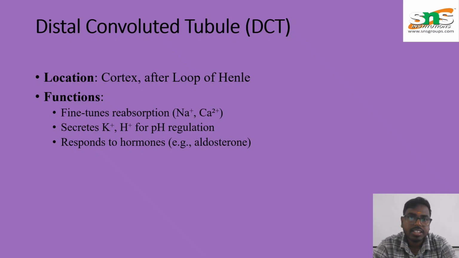Now the distal convoluted tubule is present at the cortex after the loop of Henle region. Its main function is the fine tuning of reabsorption of Na+ ions, which is sodium, and Ca2+ ions, which is calcium. It also secretes K+ ions, potassium, and hydrogen ions for pH regulation, and responds to hormones, for example aldosterone.